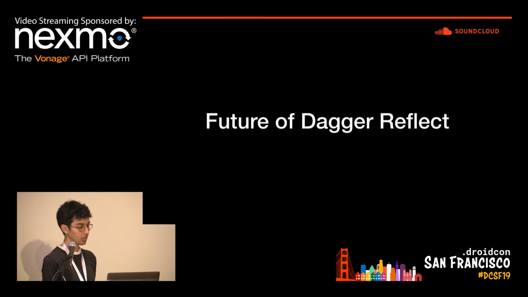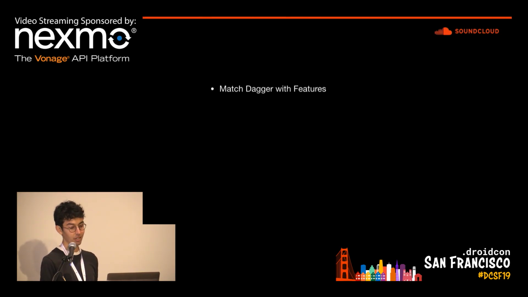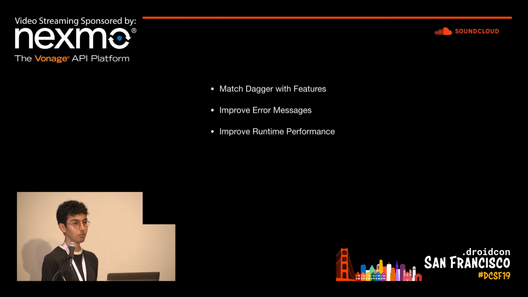All right, what is the future of Dagger Reflect? Obviously, match Dagger with features, improve error messages. But also there can be some runtime performance improvements if that's really something that slows down your app. And then there's also some experimental branches with Kotlin Dagger Reflect. This is interesting because if you have a pure Kotlin code base and you're only generating Kotlin code, you can have faster build times than if you have a mixed Kotlin and Java code base, or if you're generating mixed Java and Kotlin code.